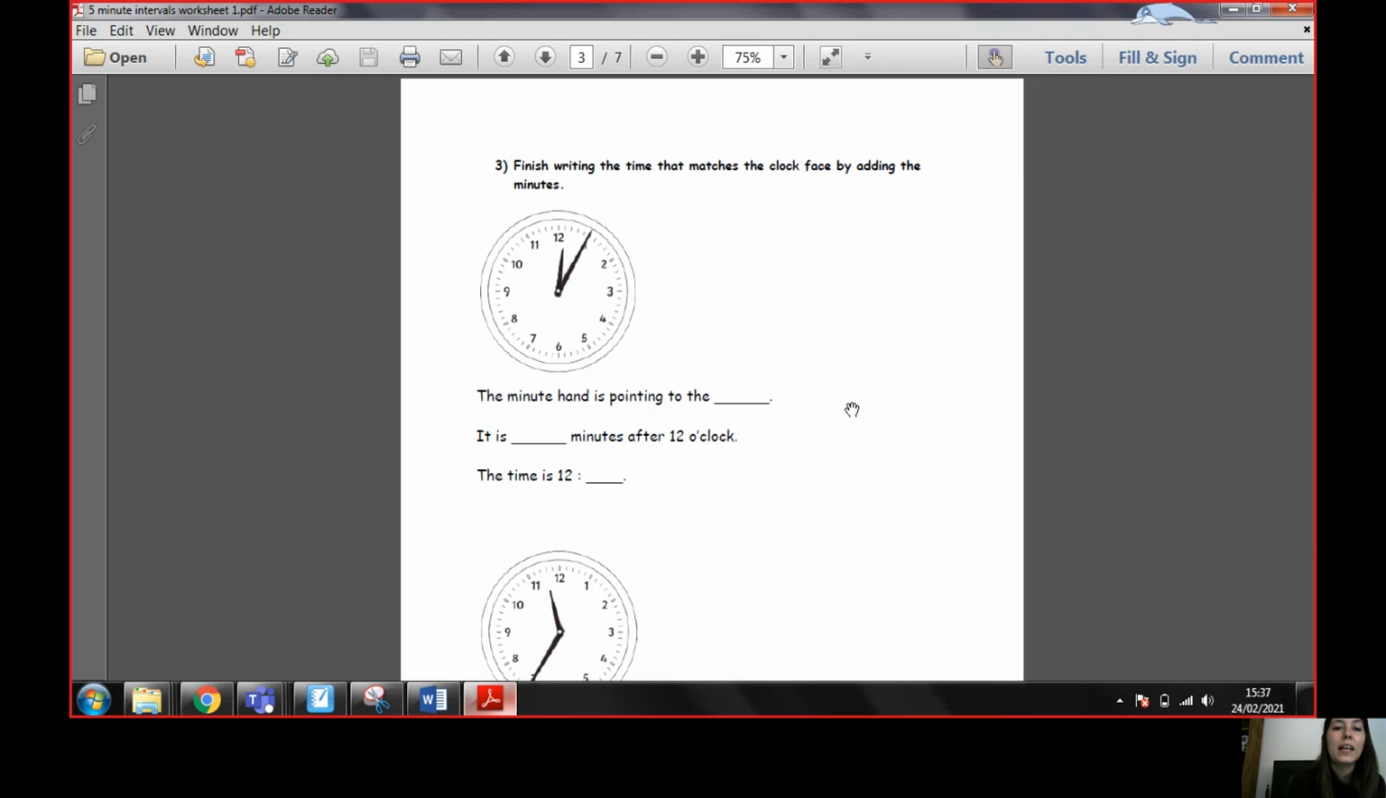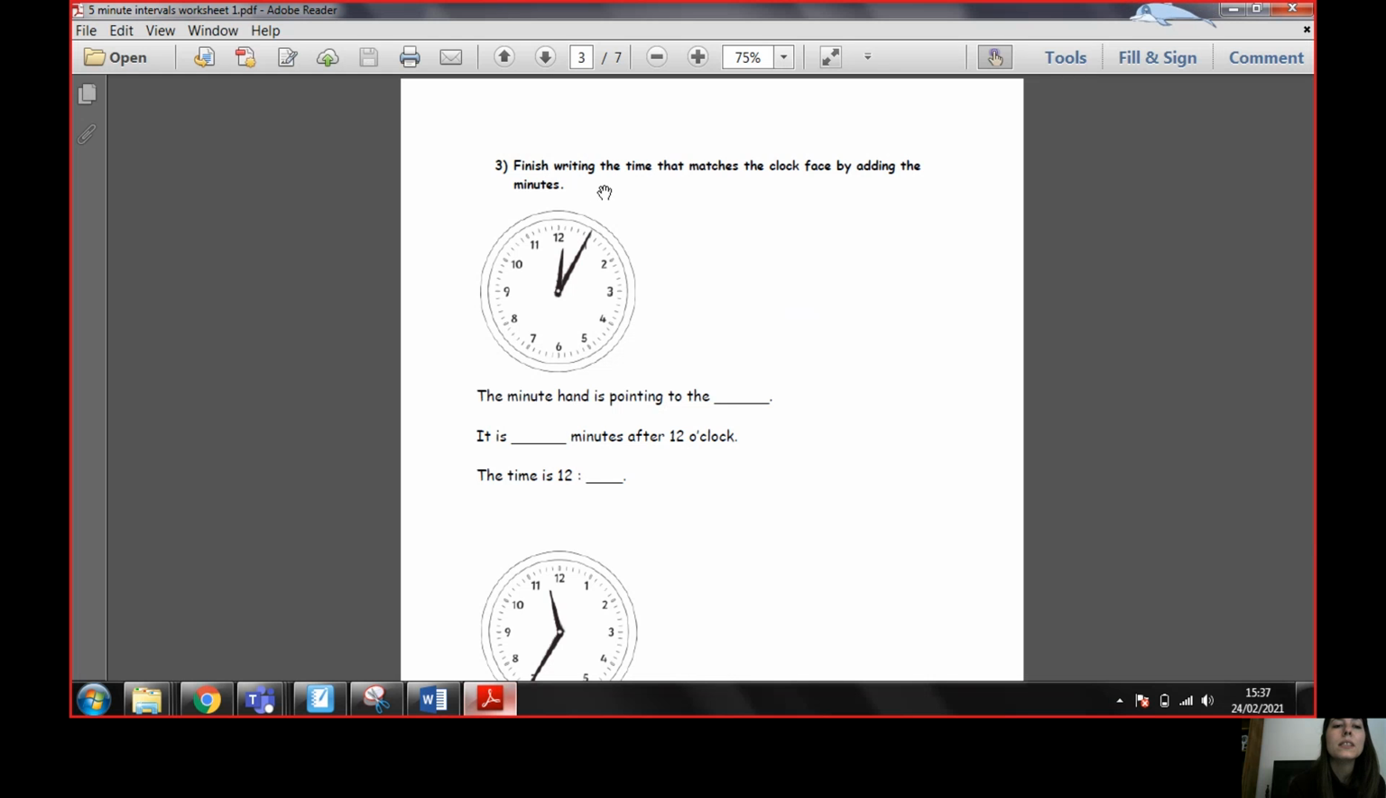This one, you need to fill in the gaps. It looks harder because there's 2 hands, but remember, we're only focusing on the minute hand today, the longest hand. I have done all of the work on the hour hand for you. So find that long hand. The minute hand is pointing to the what? Well, on this one, we can see what number it's pointing to. You're going to write that here.